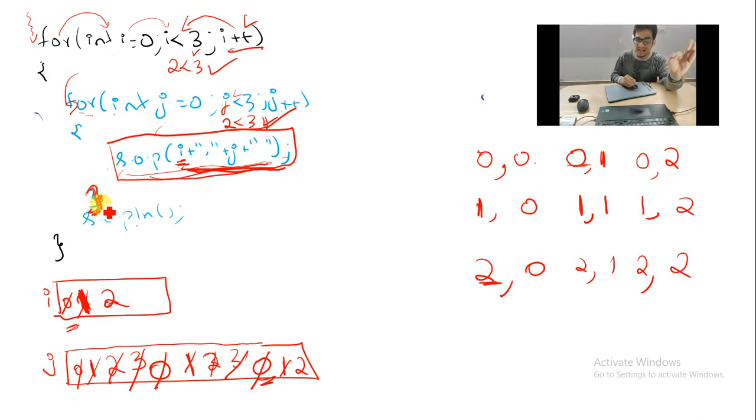The closing bracket is seen. Closing bracket of which loop? J loop. So J plus plus happens. The J value becomes 3. When the J value becomes 3, it will check the condition again. Is 3 less than 3? No, 3 is not less than 3. The condition is false.